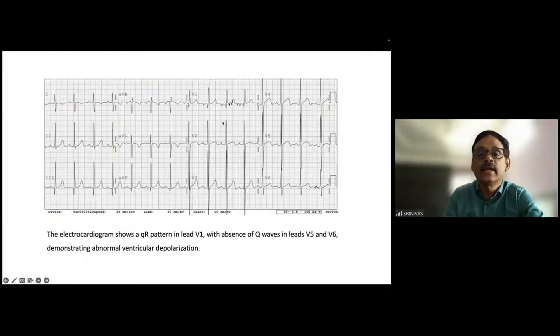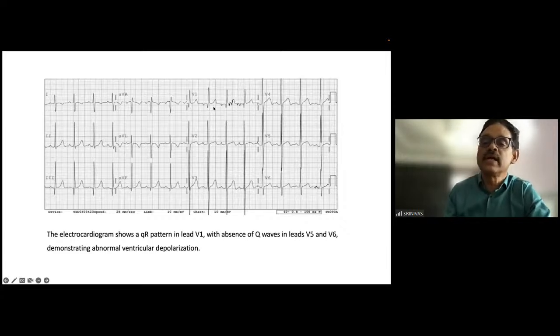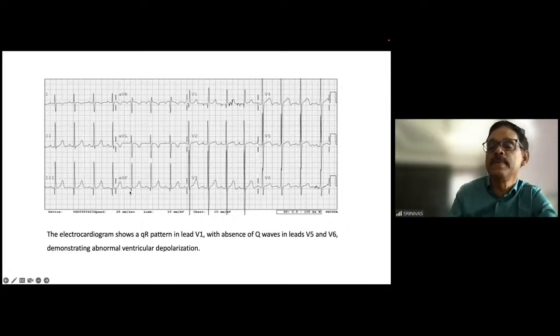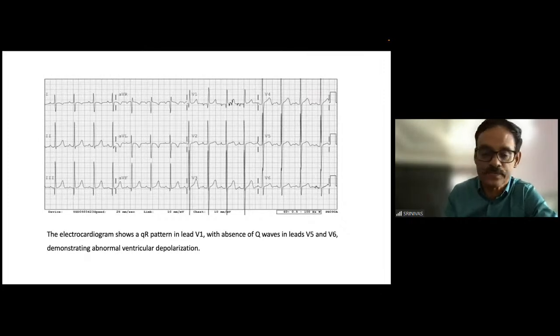Now, here there is a clear-cut Q wave in V1 and absence of Q wave in V6, suggesting inversion of the conduction system. And there are upright T waves in all the precordial leads, and there is a clockwise loop suggested by L3 and AVF with right axis deviation. This is a typical ECG of a CCTGA.